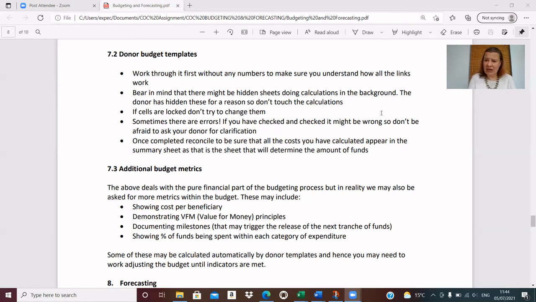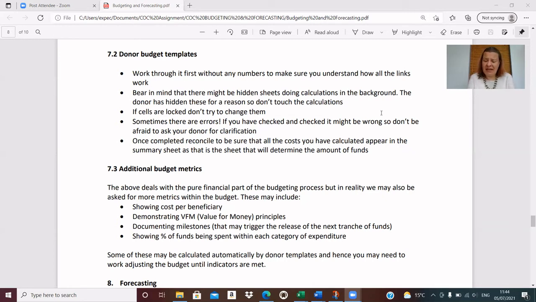And that was something that we included in our own template on the summary sheet. Remember when we showed that we had something like 30% of staff costs, 45% activities, etc. So some of those metrics may also be automatically calculated by the donor template format, but some of them you might need to do yourself.